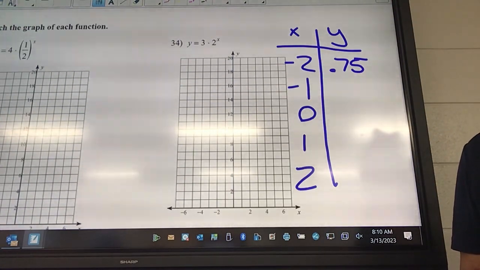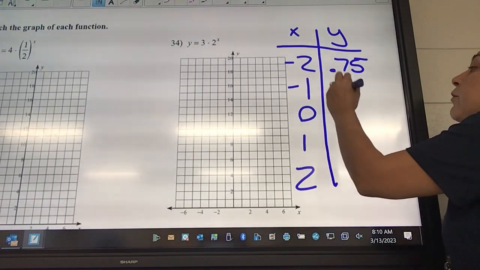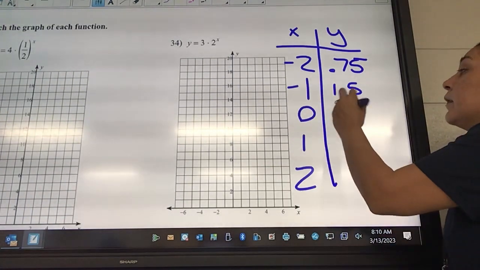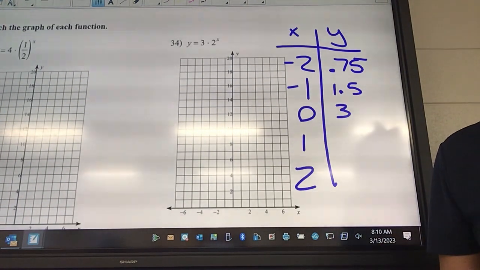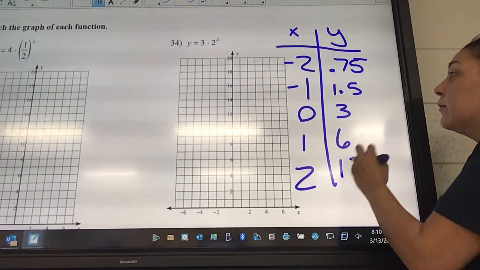What about for the -1? 1.5. Then 3. Then 6. And 2 gives 12.